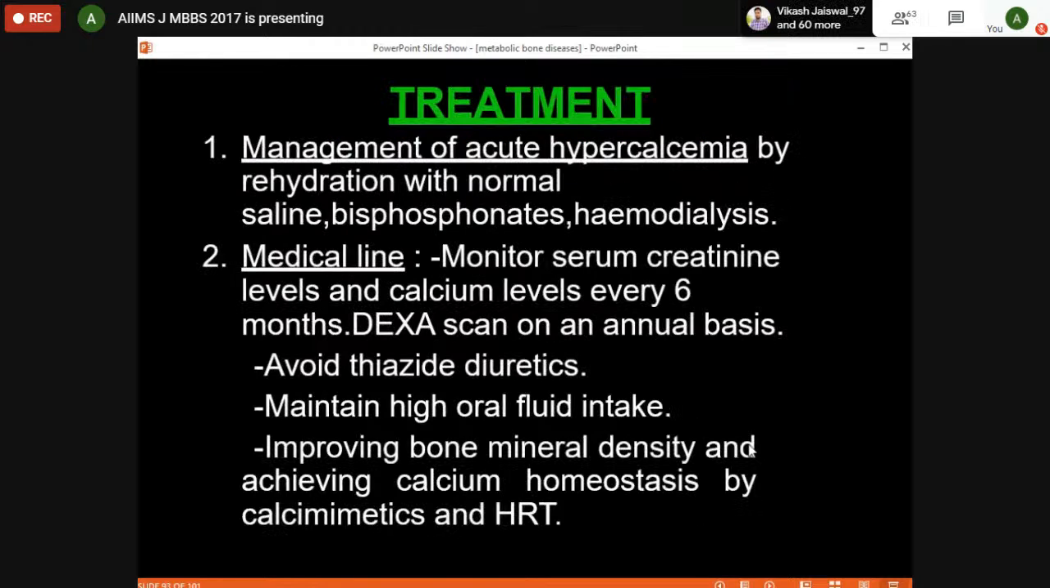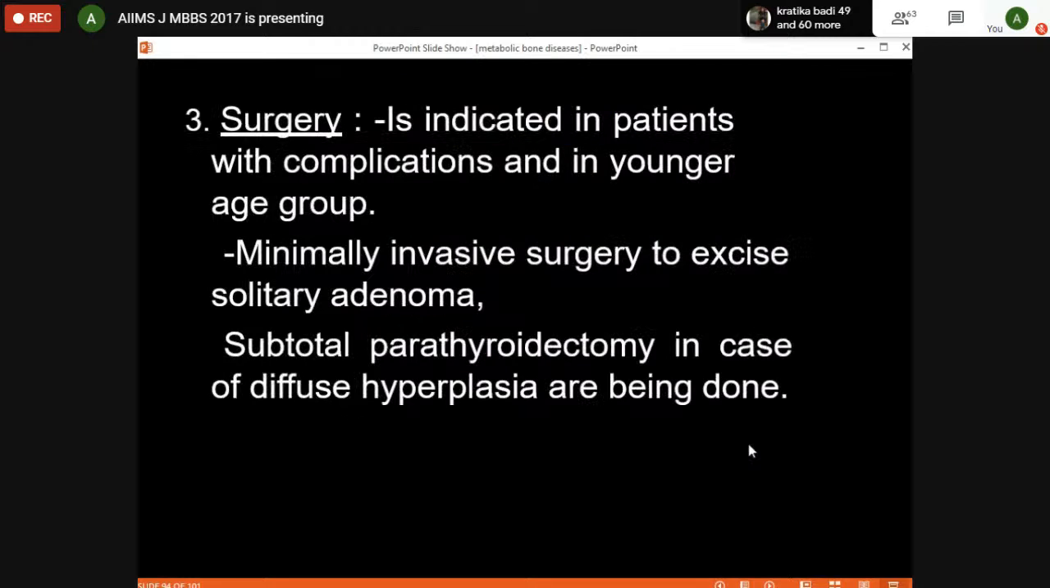What is the treatment strategy for this? So management of acute hypercalcemia by rehydration with normal saline, bisphosphonates, and hemodialysis. Medical line treatment is monitor serum creatinine level and calcium level every 6 months. DEXA scan on an annual basis. Avoid thiazide diuretics. Maintain high oral fluid intake. Improve bone mineral density and achieve calcium homeostasis by calcium mimetics and HRT. Surgery is indicated in patients with complications and in younger age groups. Minimally invasive surgery to excise solitary adenoma. Subtotal parathyroidectomy in case of diffuse hyperplasia can also be done.